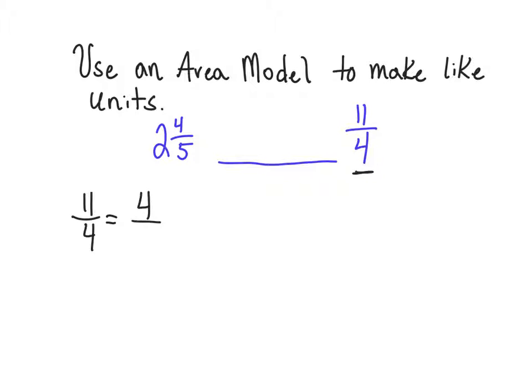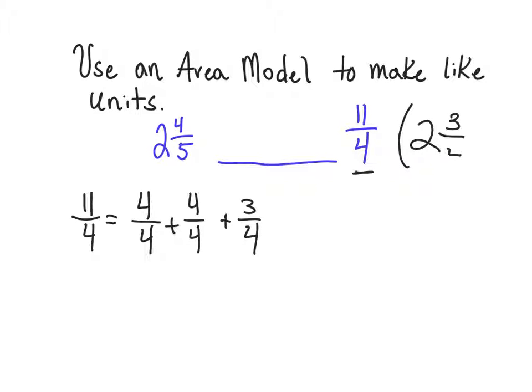We have 4/4 is a whole, plus 4/4, that would give us 8/4, and we do not have enough to make another whole because that would be 12/4. So what we're left with is 3/4. So what we have here is 2 wholes and 3/4. Now we can try to create those area models to represent those 2 fractions.